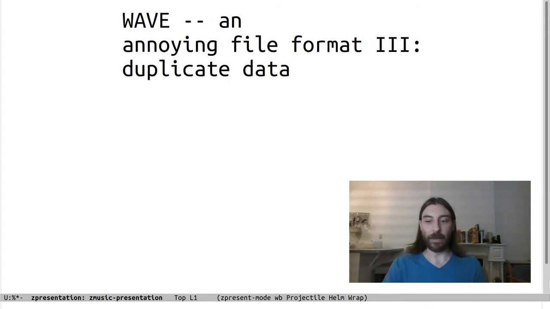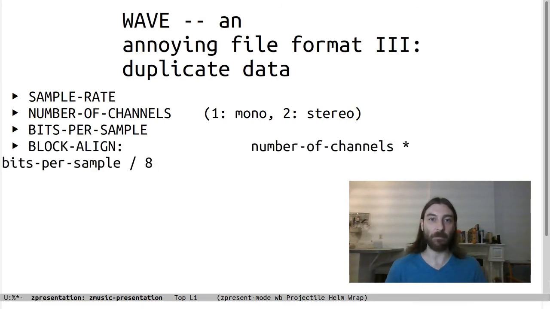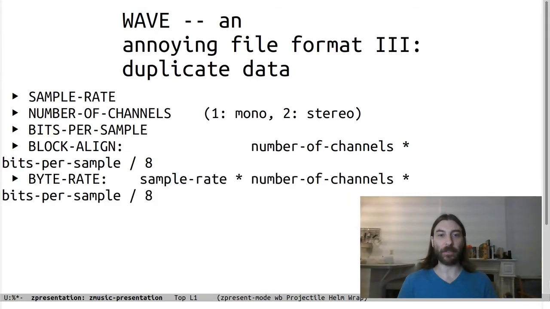There's also duplicate data fields. Here are some fields that are fine, but then there's a fourth field that's calculated by multiplying two of the other ones together. And then there's another data field where you multiply those three together. So it's just repetitive and unnecessary, but you have to do it or it's not a valid WAV file.